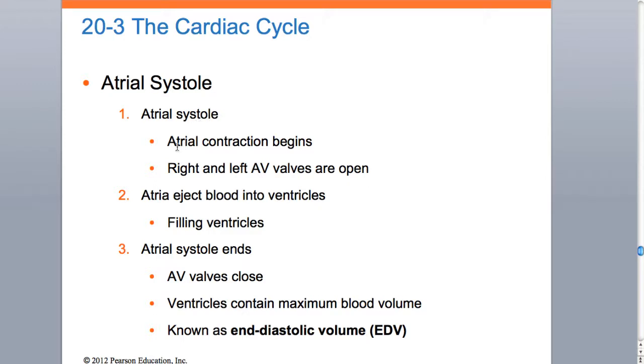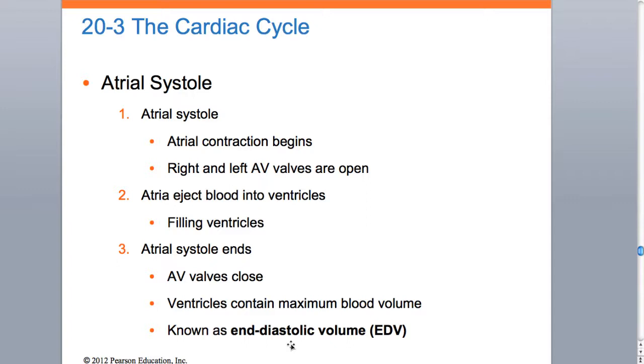Atrial systole. We already know systole means what? The atria are contracting. What valves are open? The AV valves are open. What's happening? We're filling the ventricles. Then what happens? When the atria stop contracting, the AV valves will close. Now, what have we done thus far? And that's why this slide's important. What we've done thus far is that we have filled the bottom ventricle.